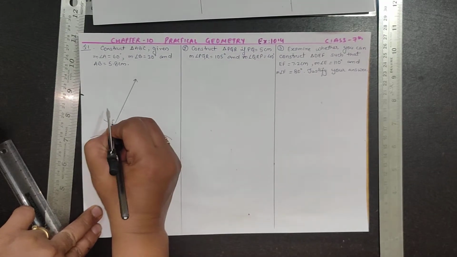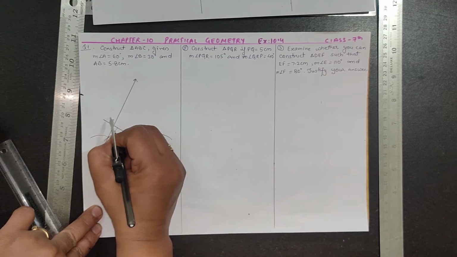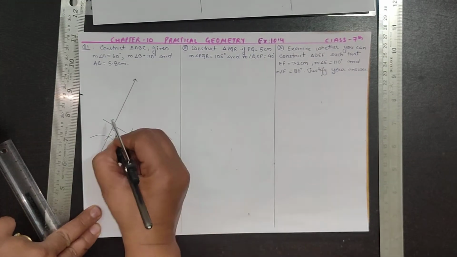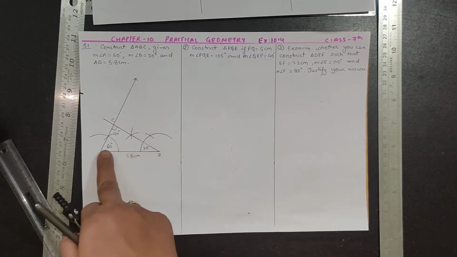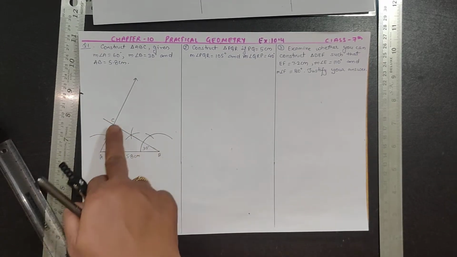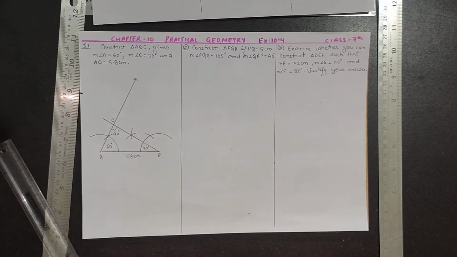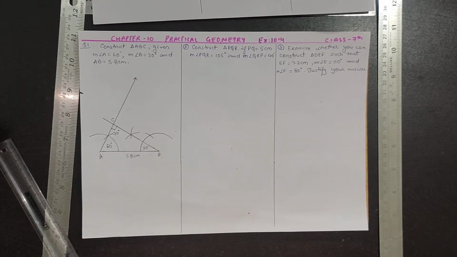So this is your 60, this is your 30. So the third angle is always 90. This is called the angle sum property. So 30 plus 60 is 90, 90 plus 90 is 180 degree. In this way, the first question of this exercise is done.